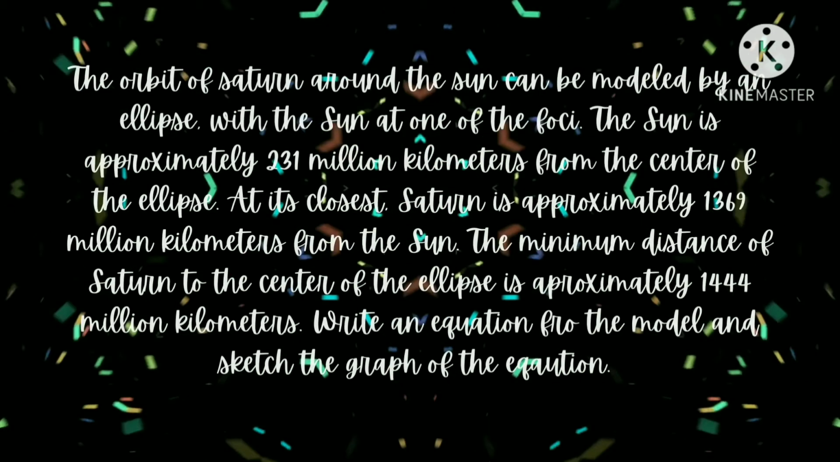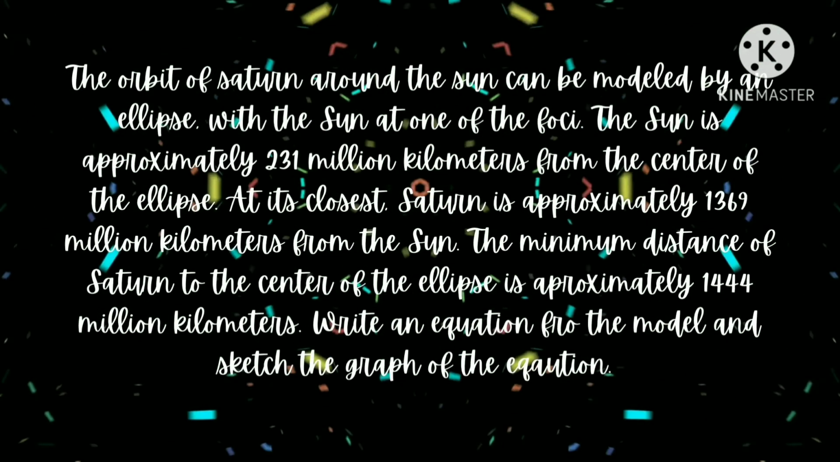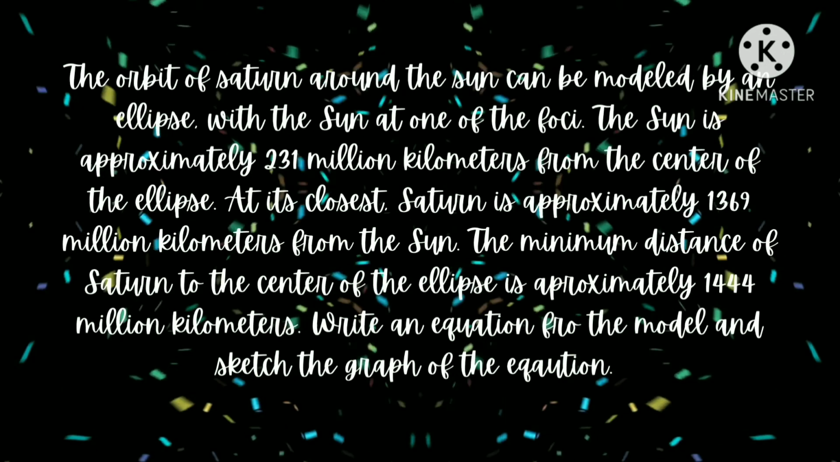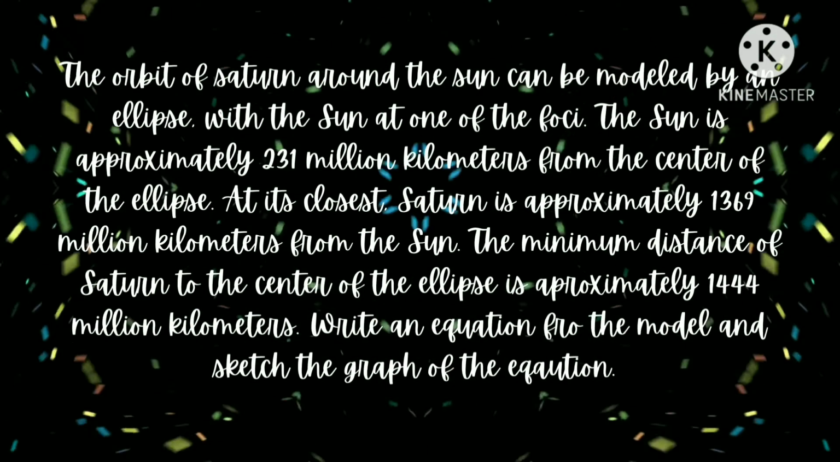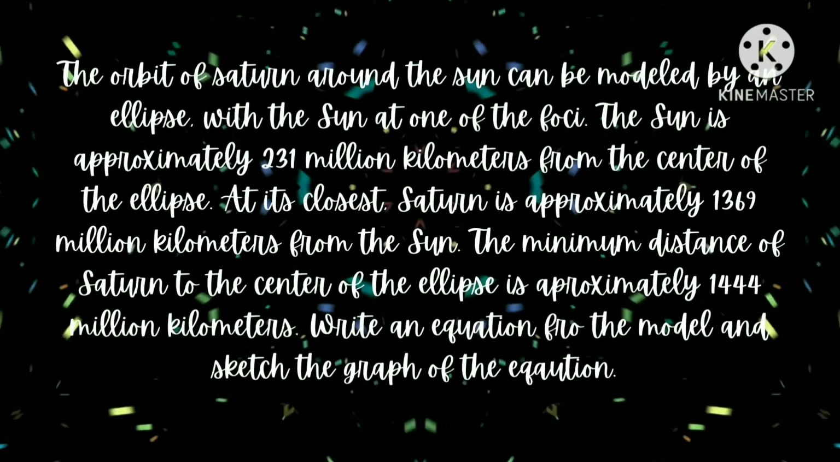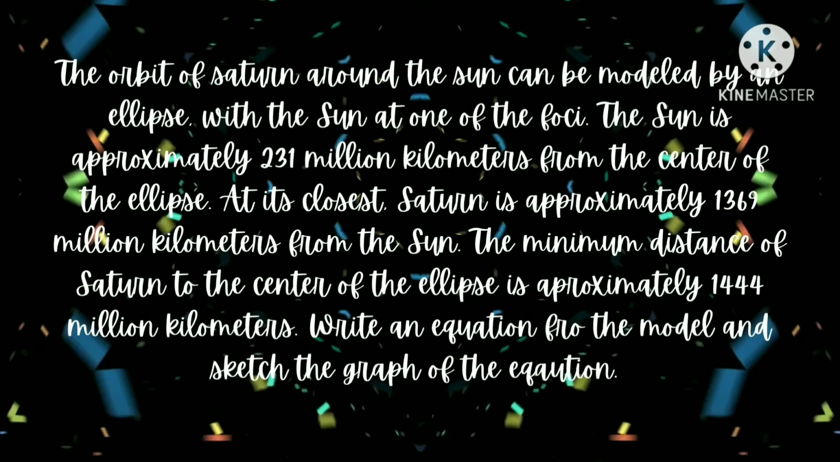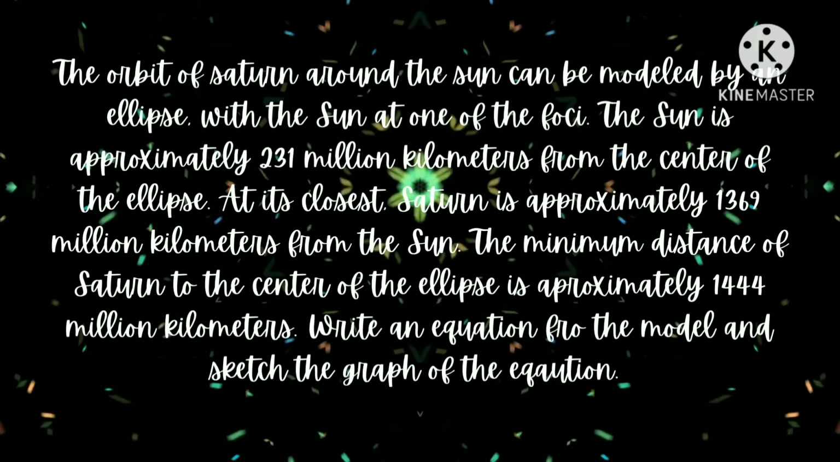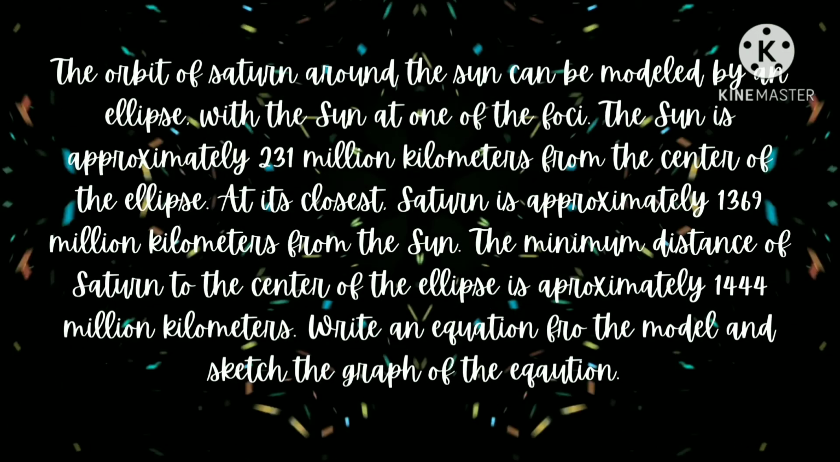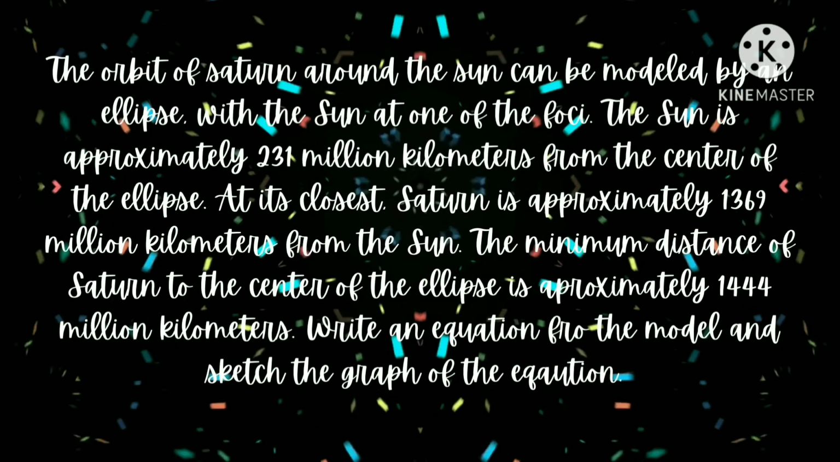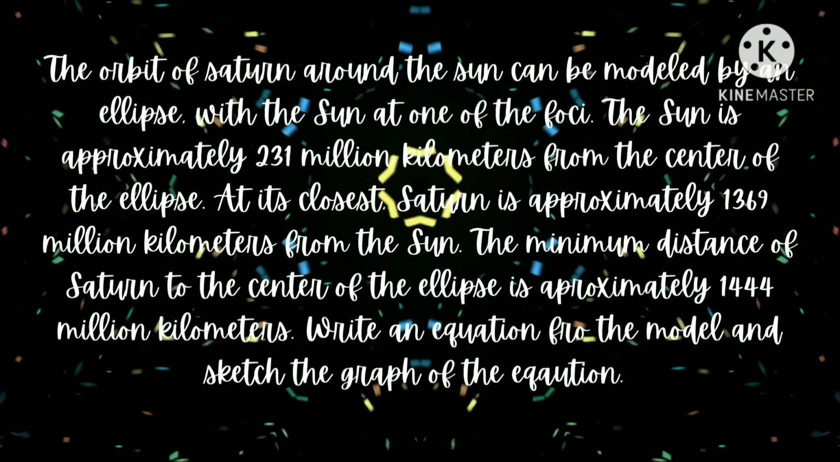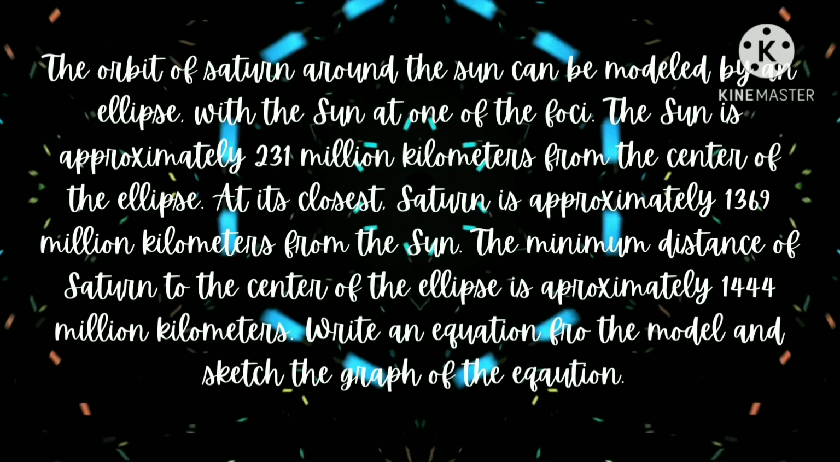The orbit of Saturn around the Sun can be modeled by an ellipse, with the Sun at one of the foci. The Sun is approximately 231 million kilometers from the center of the ellipse. At its closest, Saturn is approximately 1,269 million kilometers from the Sun. The minimum distance of Saturn to the center of the ellipse is approximately 1,444 million kilometers. Write an equation for this model and sketch the graph of the equation.